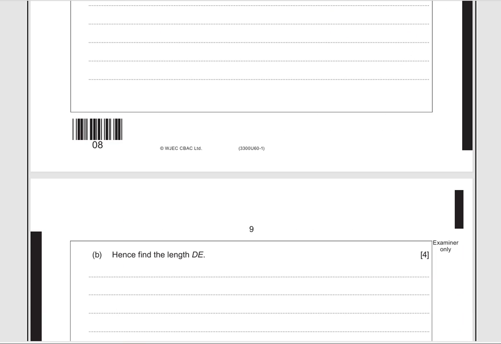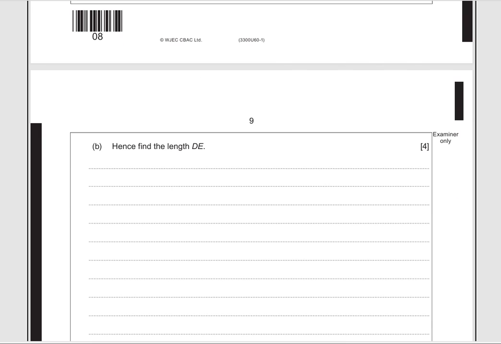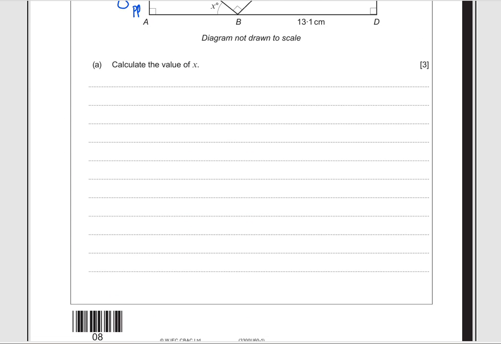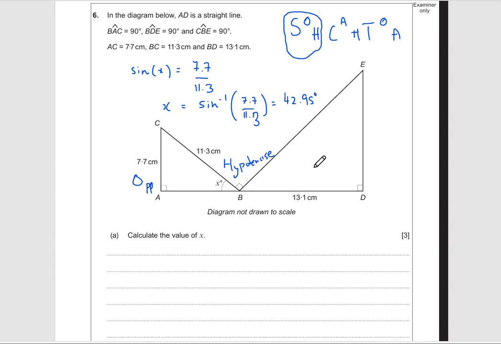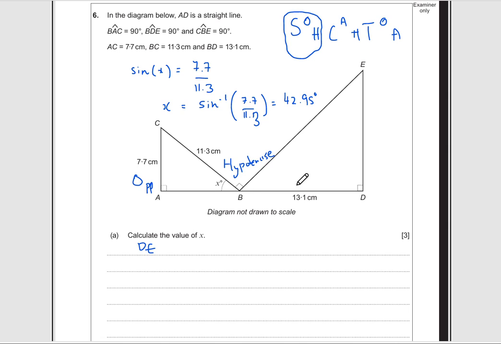Part B. It says, hence find the length DE. So we have got some space here, but I'm going to go back up here so we can look at the diagram as well. Very tricky to do it without having the diagram. Okay, so let's work out DE. So we know one side here, we want to know another side. We're going to need some more information, aren't we? So we're going to have to work out this angle here.